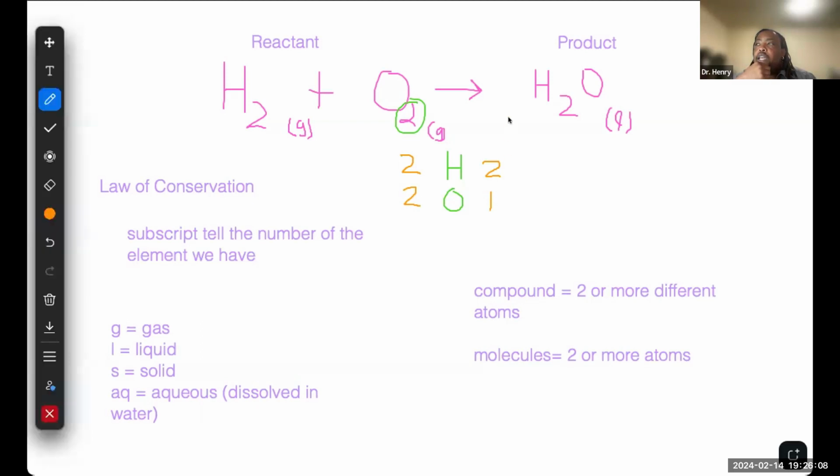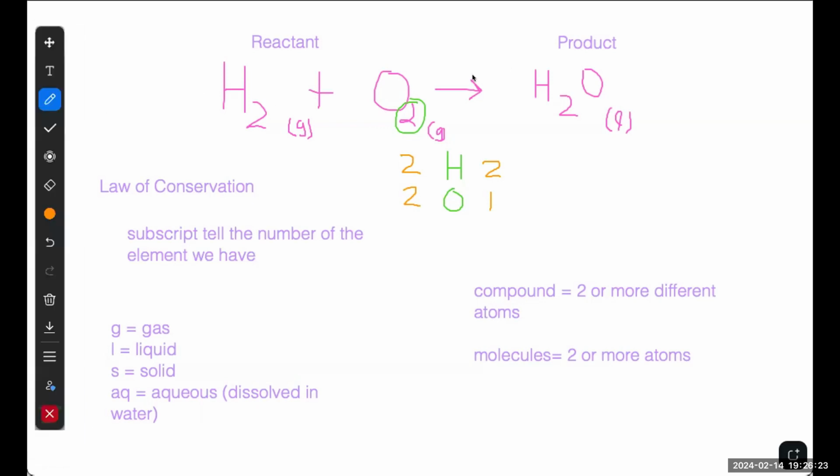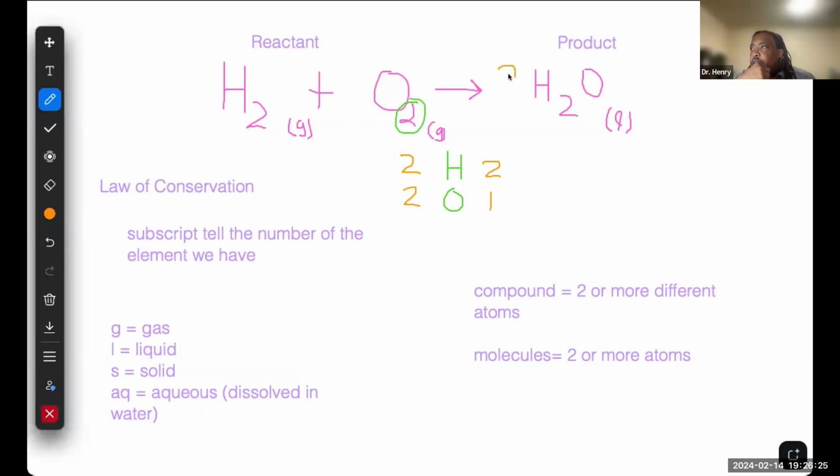So what do I need to multiply my product side by so that I would end up with two oxygens? So one times what equals two? Two. Okay, so we're going to go ahead and put a two in front of the water molecule.